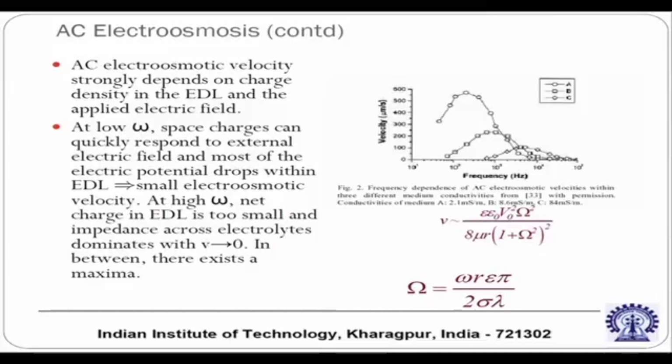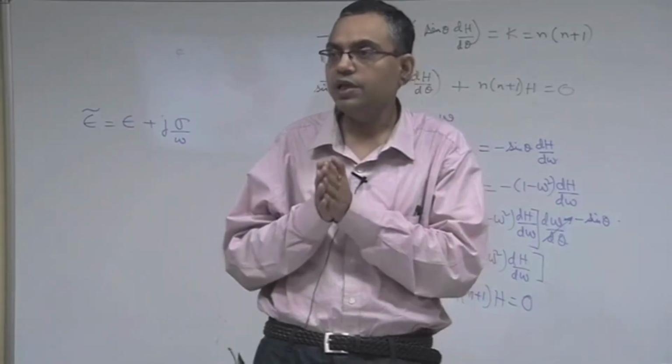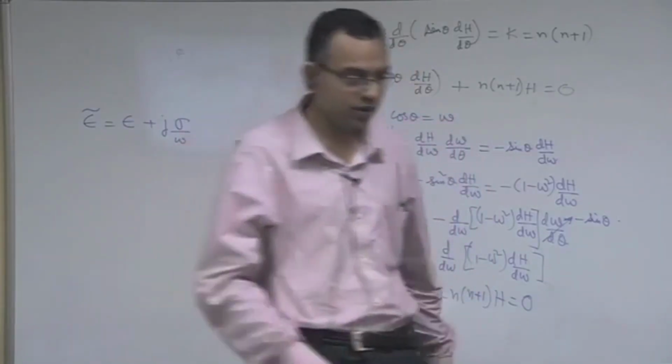So the velocity is small at low frequency and at high frequency for two different reasons, but the velocity is small for these two cases. So at intermediate frequency you have the maximum velocity.